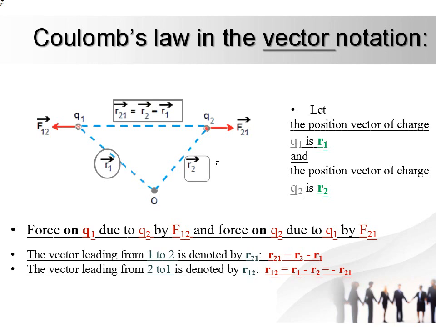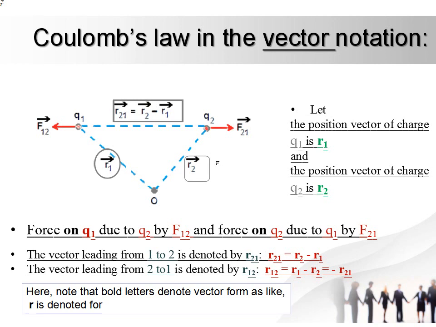Here the vector leading from 1 to 2 is denoted by R21, which is equal to R2 minus R1, and R12 is equal to R1 minus R2. Here bold letters denote vectors.